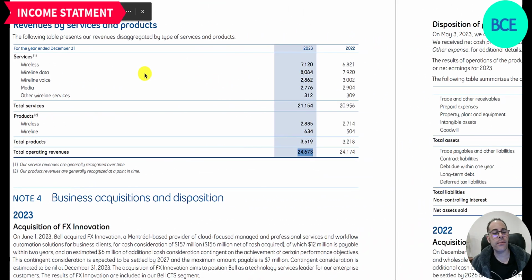Here's a breakdown of their revenue. Of the 25 billion, 7 billion is wireless, 8 billion is wireline, 2.9 billion is voice, 2.8 billion is media. That's all the sports teams they own. 21 billion of their revenue is in services, 3.5 billion in products, 2.9 billion in wireless, 600 million in wireline. Total product revenue, 3.5 billion.